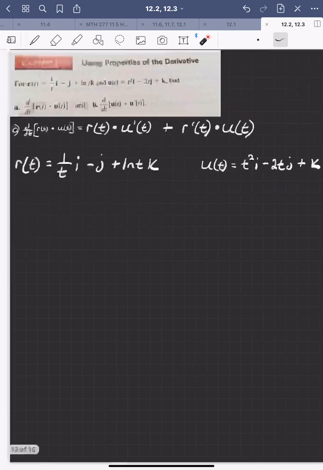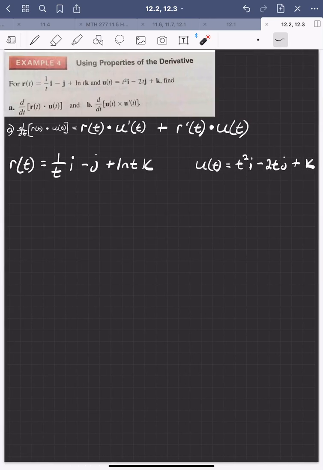There are two parts, part A and part B. Part A uses property 4 from the previous page. Part B uses property 5. I'm just going to do part A for you, and then I'll just give you the answer to part B. If you happen to have any trouble with that, you can always reach out to me. But nevertheless, let's go ahead and get started. So what we are given are two vector valued functions, and we are asked to find the derivative of their dot product.